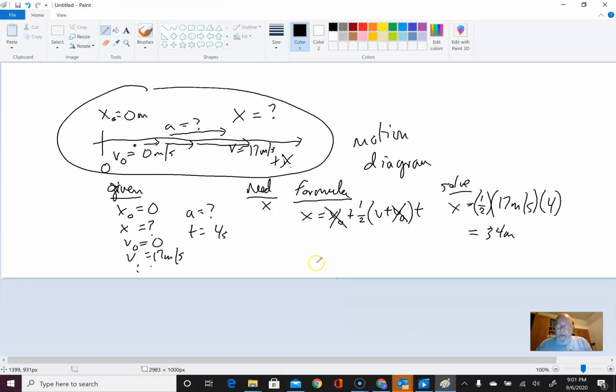We're going to have to stop this video right now and move on to another video. So I'll complete this discussion of the motion diagram in the next video. But let's go ahead and move on to the next video here.